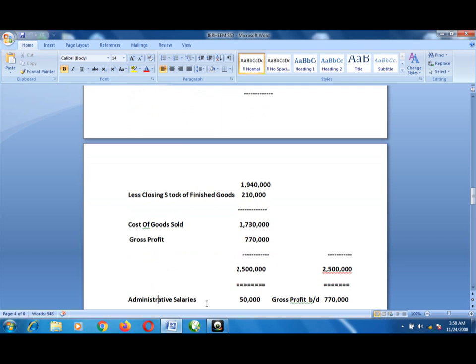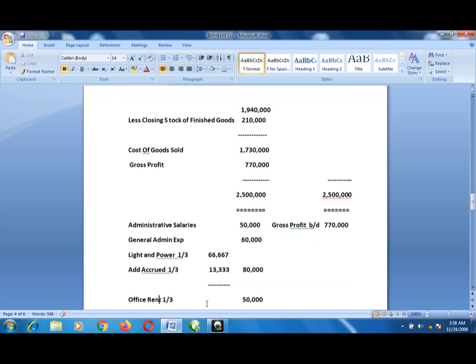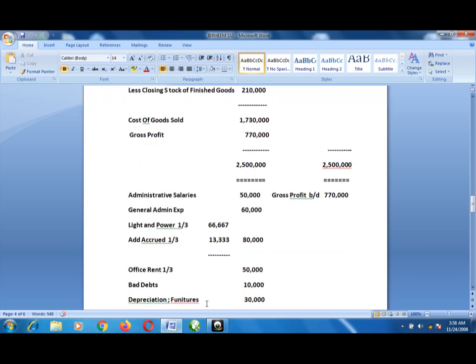You close your account, 2.5 here and 2.5 here, and you now move down after your double line. You write on the credit side, gross profit brought down, 770,000 naira. And after 770,000 naira, under the expenses, you now start again, so that none of these items will be left out or untreated.